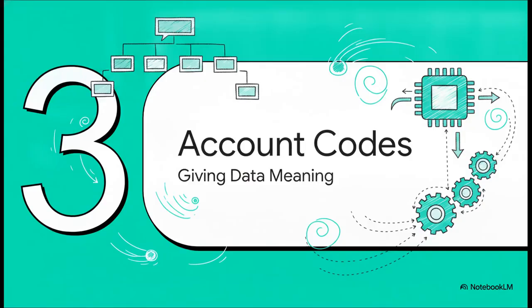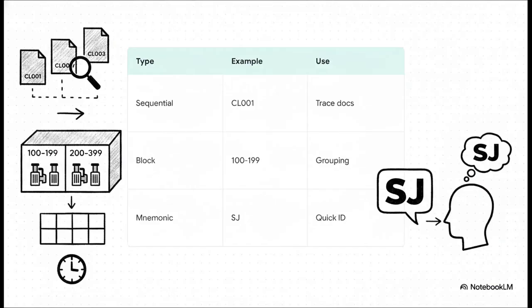Okay, Section 3, the language of account codes, giving data meaning. For the system to process data with that kind of incredible speed and accuracy, it needs its own internal language to maintain really neat hierarchical relationships. To achieve this, accountants use something called codification. There are 3 main types of codes we should compare. First, sequential codes, like CL101, CL002, they're in consecutive order. A business uses these to easily trace missing documents, like checks or invoices.